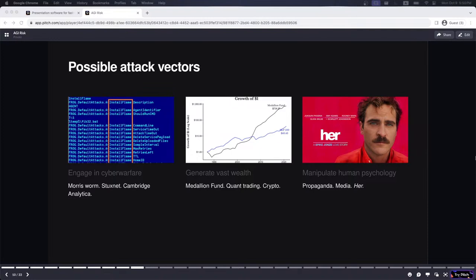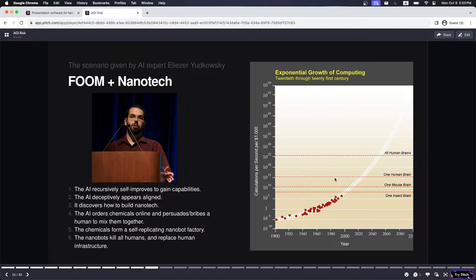So what's one way that the AI could actually fully disempower and defeat humanity? The scenario most commonly given by AI expert Eliezer Yudkowsky is called FOOM, also known as the intelligence explosion, also known as the technological singularity, also known as hard takeoff. Basically, in this scenario, the AI will recursively self-improve in order to gain capabilities. Once it gets above a certain level of intelligence, it will be able to act as an automated AI researcher and enhance its own capabilities recursively over and over again, until it just reaches a massive amount of power and intelligence greater than humanity.